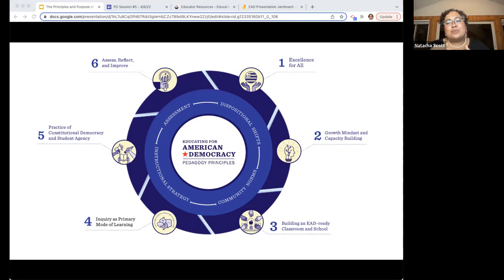And we see where core principles 1, 2, and 3 are thinking about how are we maintaining high expectations? How are we thinking and reflecting on our students and the learning? How are we thinking about our EAD-ready classrooms and school, understanding that both of them have to be working together in order to get there. And then finally, when we have that foundation established, that's when we can really think about how are we having inquiry as the primary mode of learning, really centering that, and then how are we continuing on to not only think about the inquiry and the textbook, but think beyond that, okay? Moving into the practices of constitutional democracy, and then assessing, reflecting, and continuing to improve.